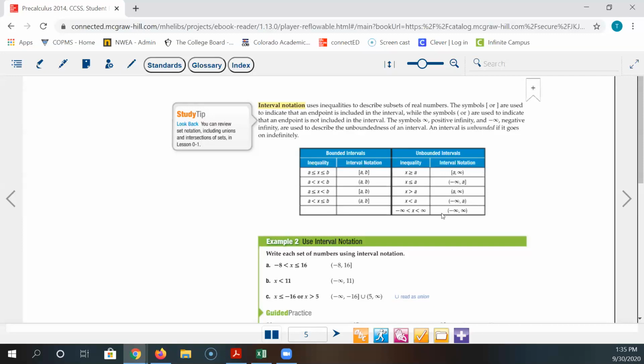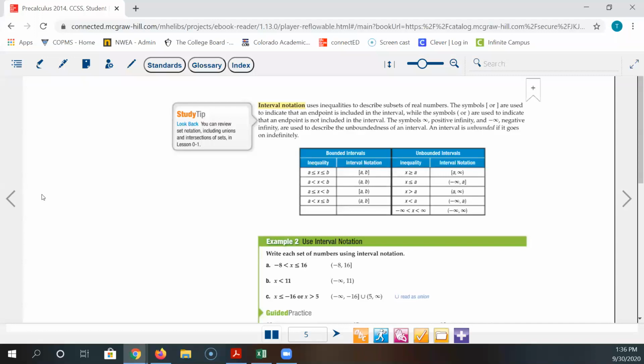This bottom one here, where negative infinity is less than X, which is less than positive infinity, is another way of saying all real numbers. Because if you're going from negative infinity all the way to positive infinity, with negative infinity being the smallest number you can imagine and positive infinity the greatest, it makes sense that that would correspond to all real numbers, because all numbers are going to fall within that range.